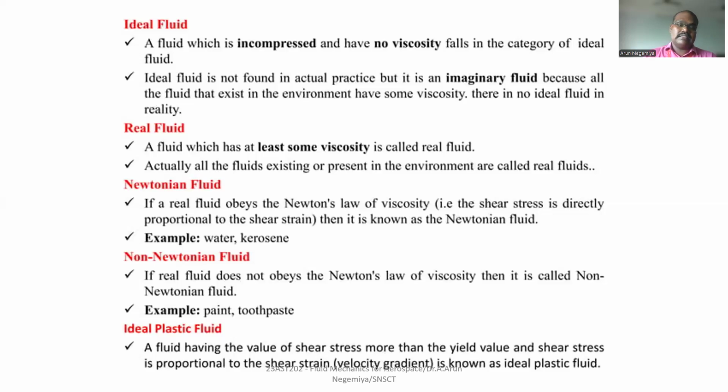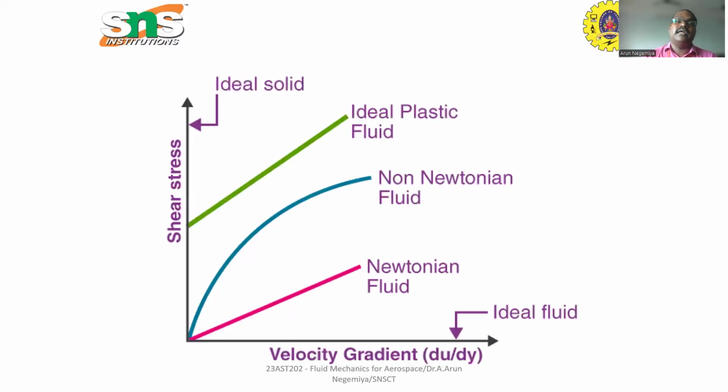Next one is the ideal plastic fluid. In the ideal plastic fluid, the shear stress is more than the yield value, and then the shear stress is proportional to the shear strain. That is called the velocity gradient, dV. It will vary based on the shear stress and shear strain. So in the ideal plastic fluid, it will have some velocity gradient. So this is the velocity gradient versus shear stress curve.